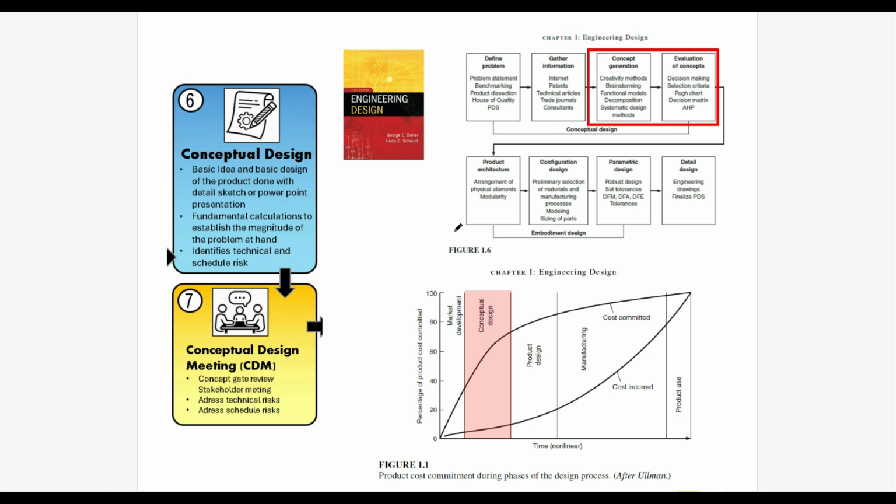Moving on to steps 6 and 7. So this is actually in the book Engineering Design, split into 2 sections: concept generation and evaluation of concepts. So concept generation and evaluation of concepts are split up into 2 sections here for us as well.